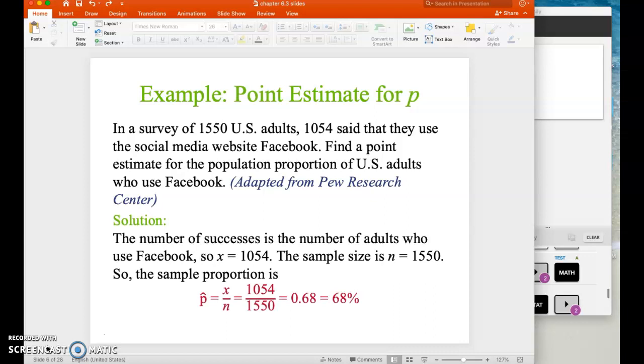The number of successes is the number of adults who use Facebook, so X equals 1,054. The sample size is N equals 1,550. So the sample proportion is P hat equals X divided by N, where X is 1,054 and N is 1,550. In this example, P hat equals 0.68, and if we multiply that by 100, we'll end up with 68%. This means 68% of the 1,550 U.S. adults said that they use the social media website Facebook.